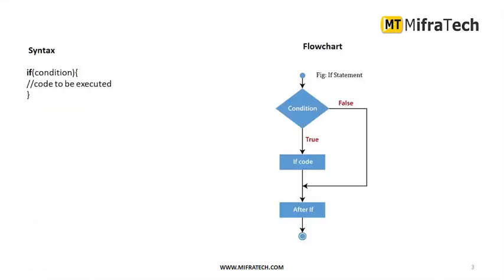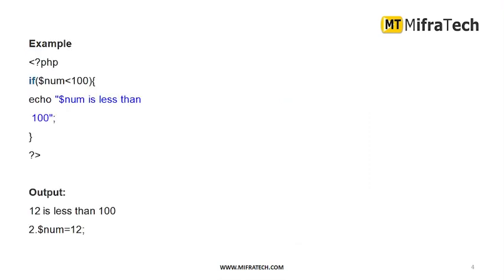If the condition is true, the code is executed. In the example here you can see PHP if $num is less than or equal to 100, echo "num is less than or equal to 100". We are printing a value, and when we run the program, the number should be entered. 12 is less than 100, so the output shown is num 12. It will print that num is less than 100.